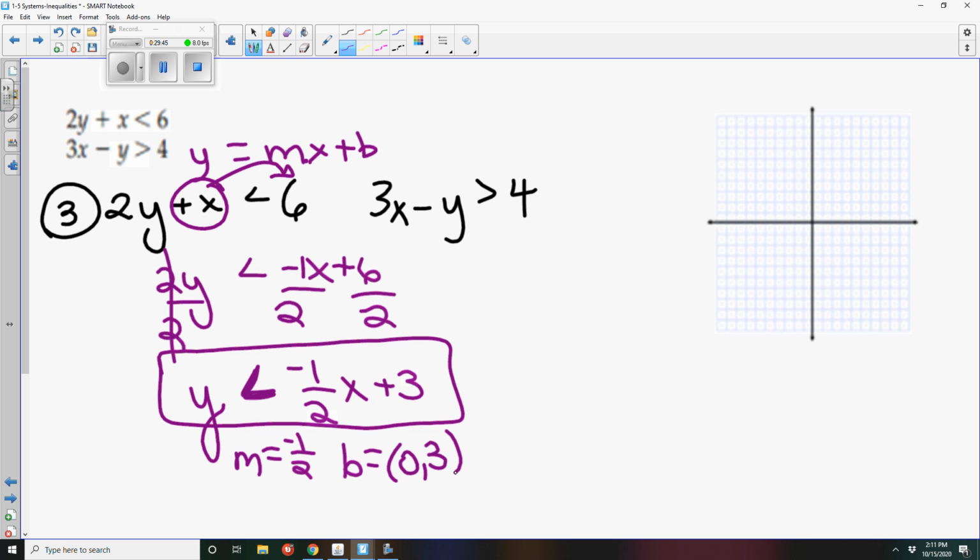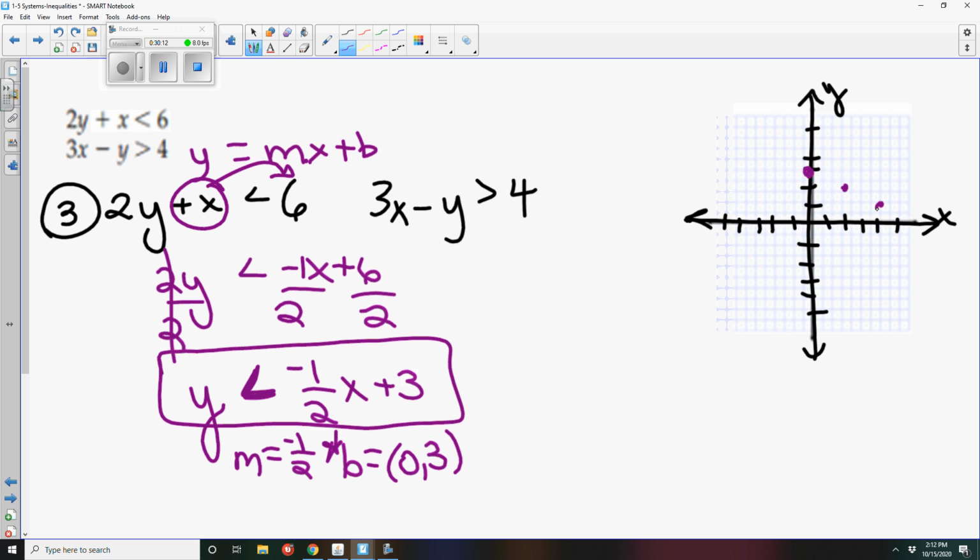So make our coordinate plane. We have our y-axis, our x-axis, then 5 tick marks in all directions. So 1, 2, 3, 4, 5 in each direction. Now we begin with b. So 0, 3. And now our slope tells us to go down 1, right 2, down 1, right 2.